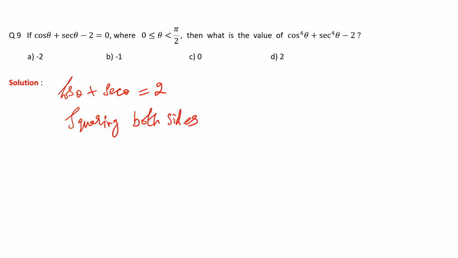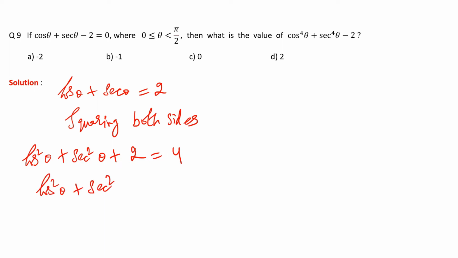Now, when we square both sides, we'll be getting cos square theta plus secant square theta plus 2 cos theta secant theta. Now we know that secant theta is reciprocal of cos theta. So 2 cos theta into secant theta is just 2, right? And on the right hand side we get 4. So that means cos square theta plus secant square theta comes out to be just 2. Now again squaring both sides.